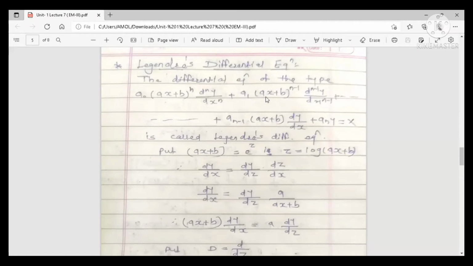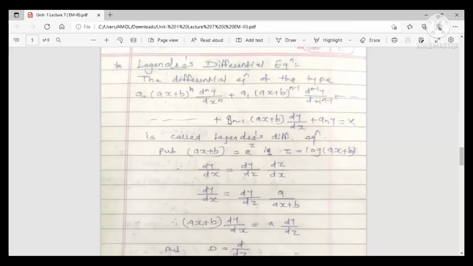See, in the second term, the n minus 1th derivative term is there. With that derivative term, there is a polynomial function of the type ax plus b, and the degree of the polynomial is equal to the order of the differential coefficient present in the same term. So if this is the condition, then that type of equation is called Legendre's equation. In the RHS, there is a usual function of x, like the LDE.